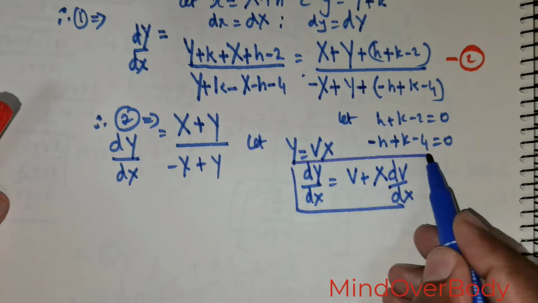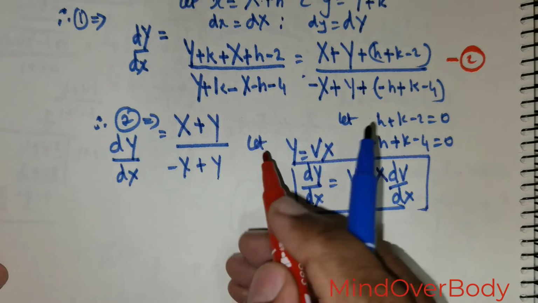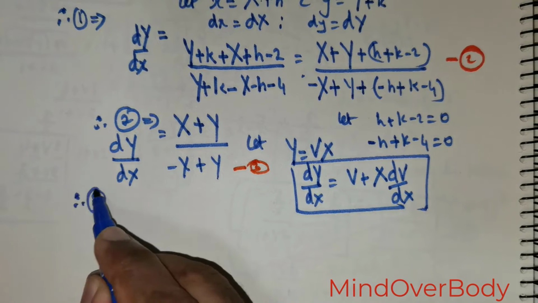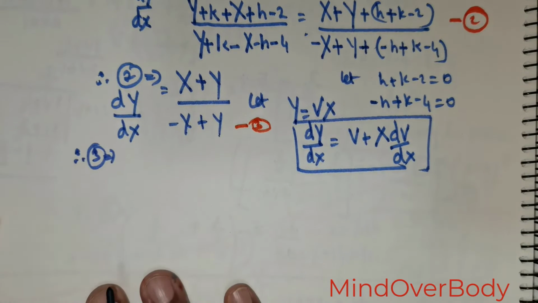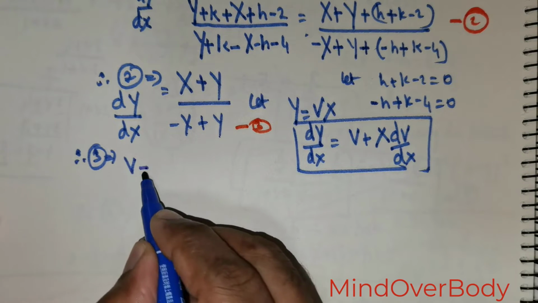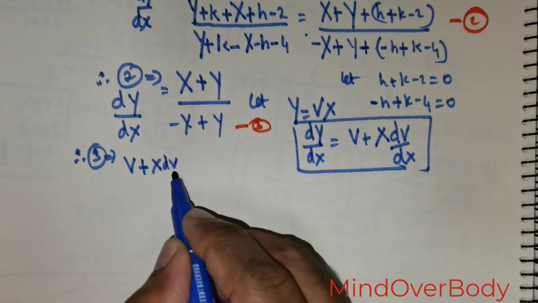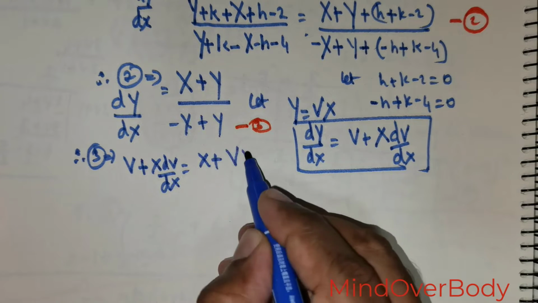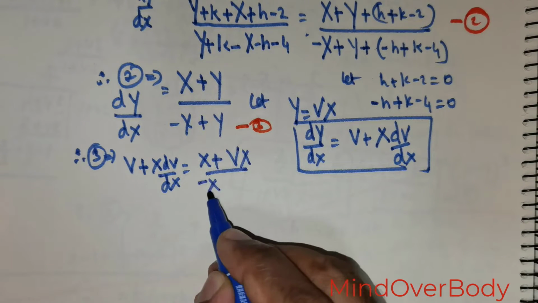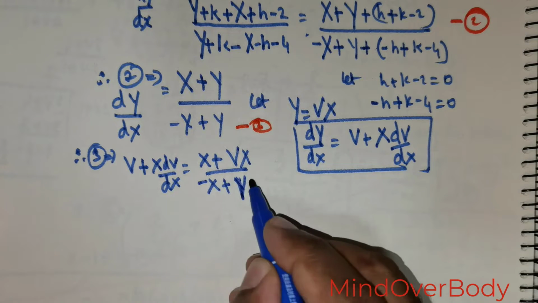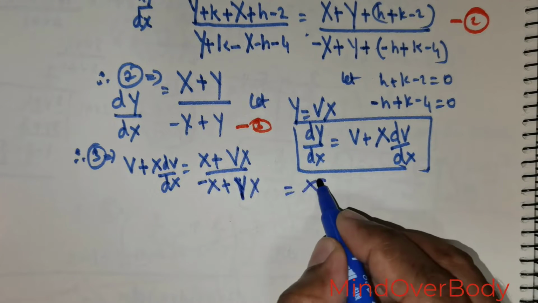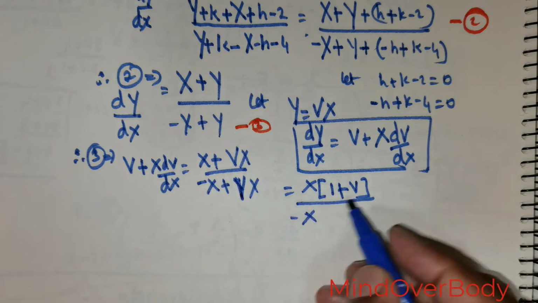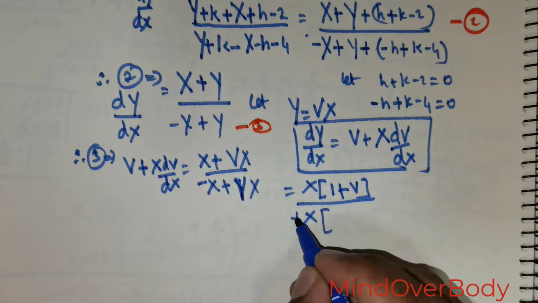Okay, so differentiation. If I take this as 3, I can rewrite 3 by substituting in place of dY over dX, so it's going to be v plus X times dv over dX is equal to X, in place of Y it's going to be vX, negative X. In place of Y is going to be vX. So I can take an X out, that will give me 1 plus v divided by, I can take an X out, I don't have to take negative X out, so let it be positive.